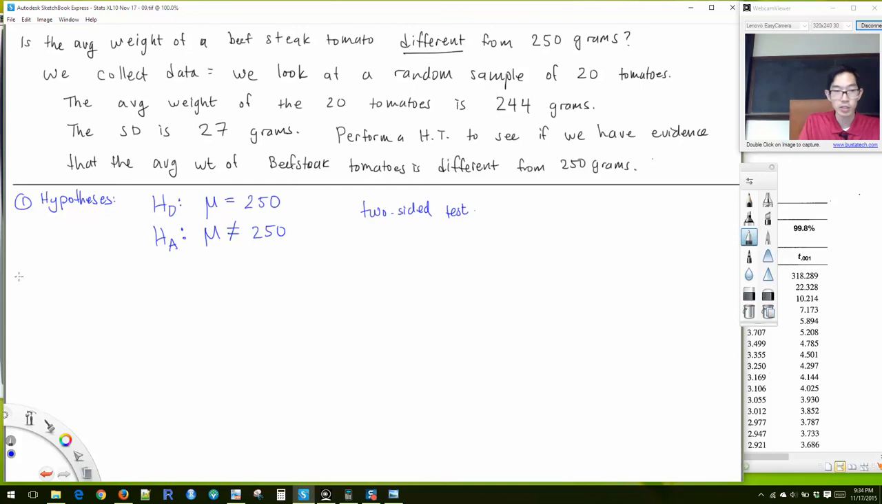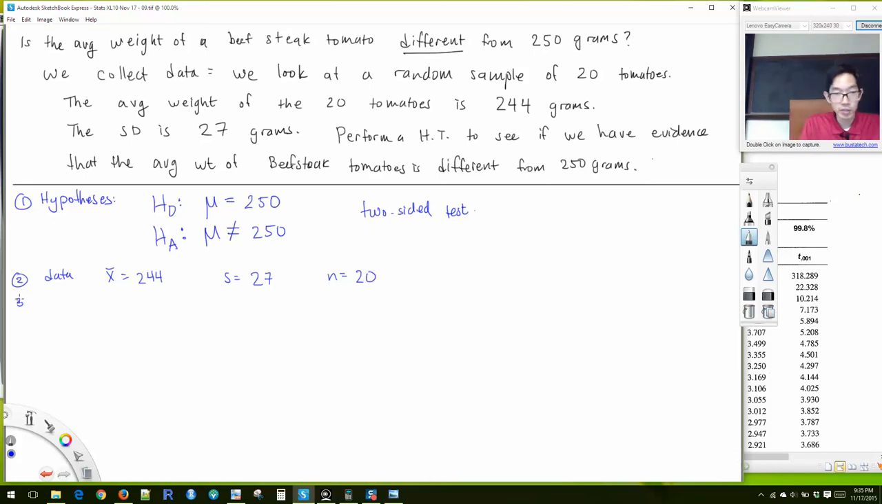Okay, great. So number two, let's gather our data. We need X bar, we need S, and we need N. What is my X bar? 244, this is our sample mean. This is what we observed. What is the S that I have? 27 grams, the standard deviation. And N? 20, that's how many tomatoes I have in my sample.